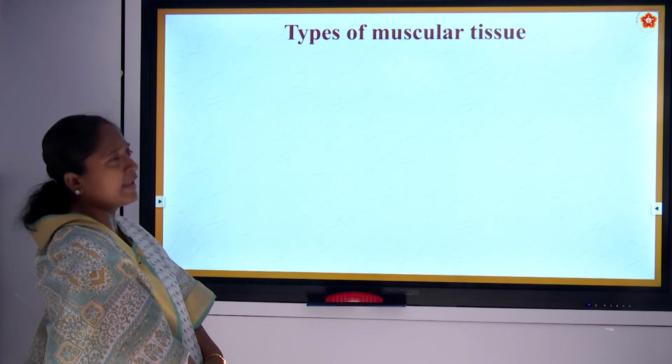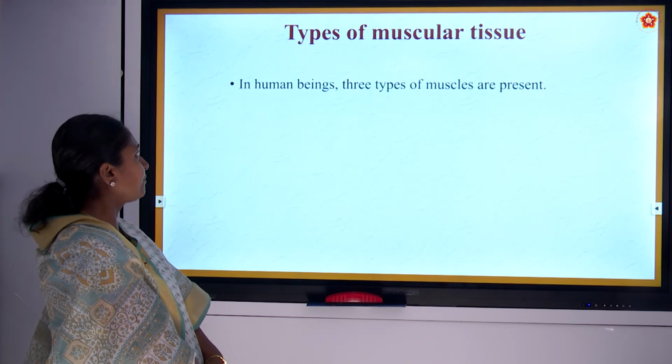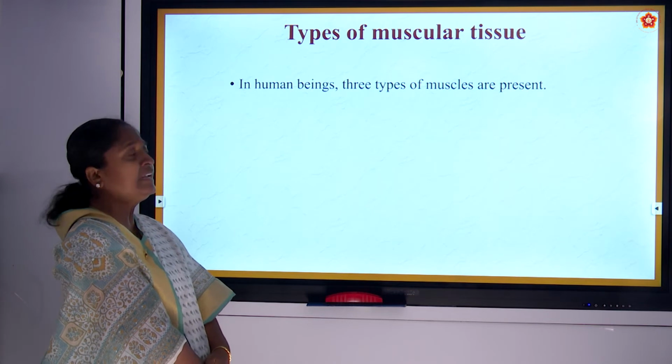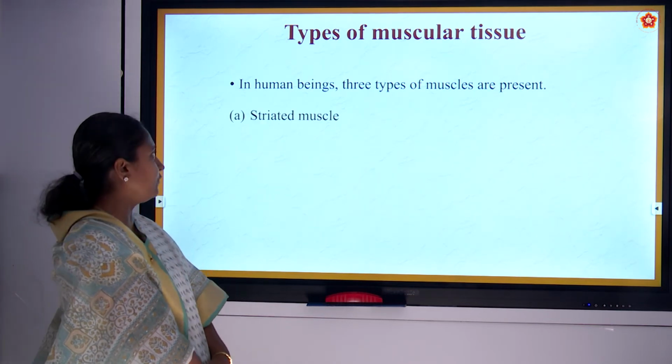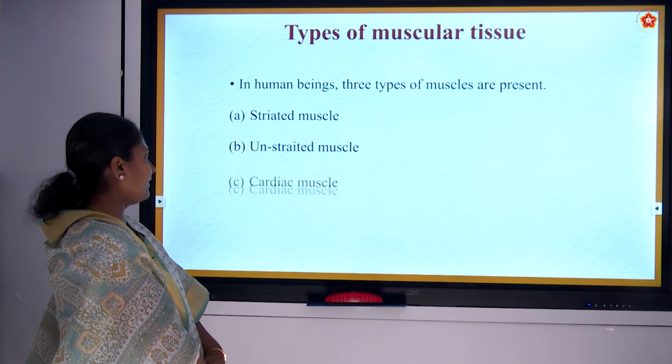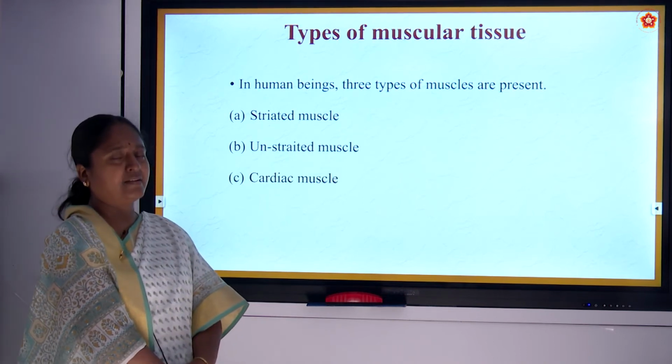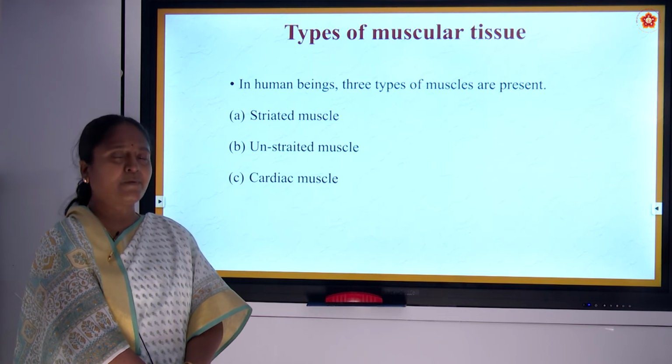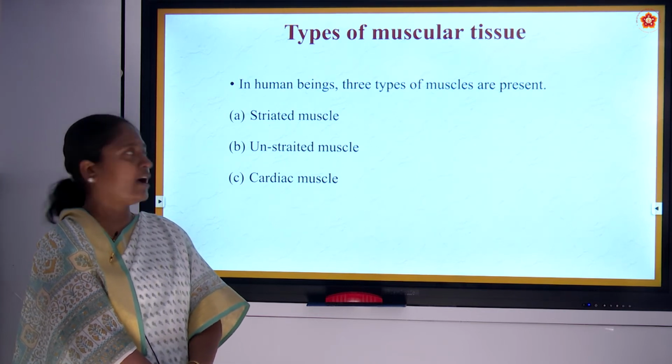Now, we will see the types of muscular tissue. Humans have 3 different kinds of muscle tissue. We will see what they are. They are striated, unstriated and cardiac muscle. These are the 3 distinct types of muscle present in our body.